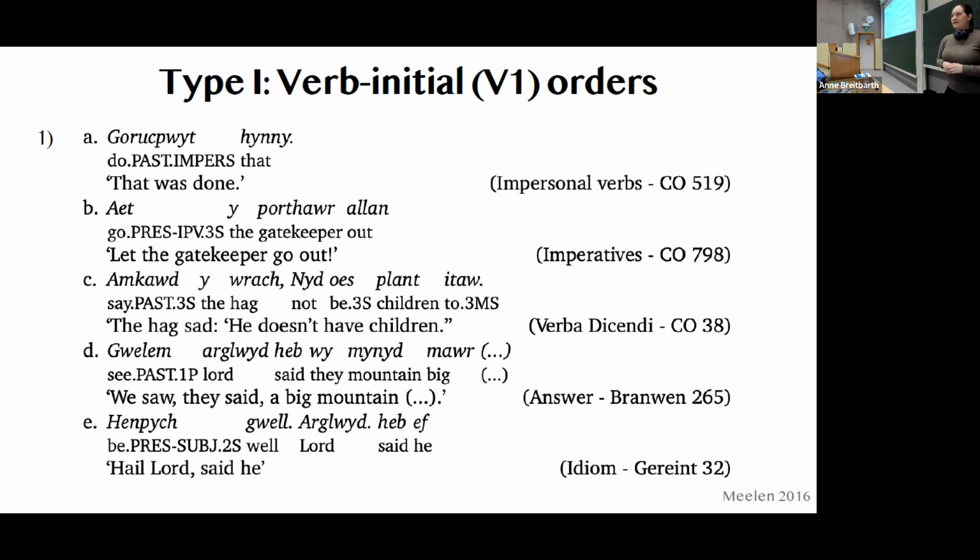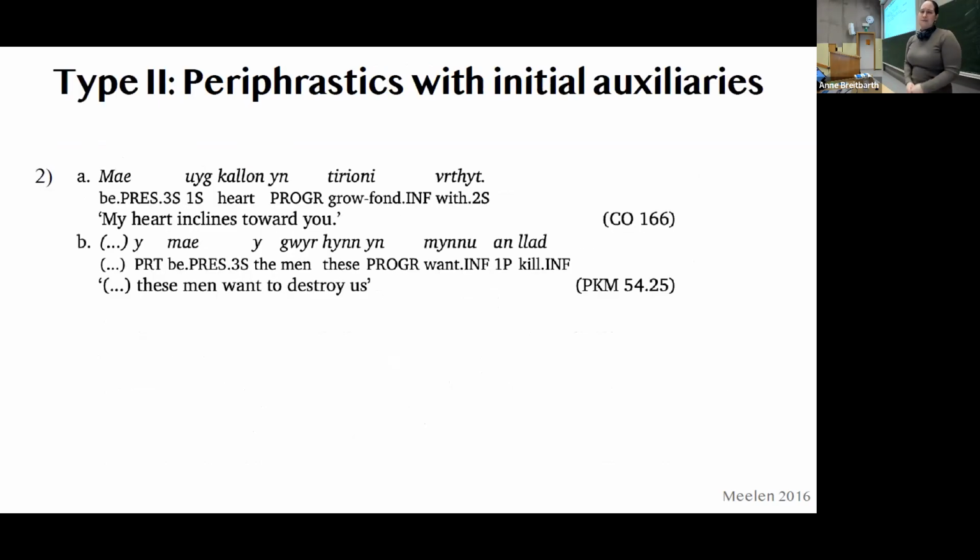Then we have answers to questions, which are very often in verb initial order, not always. So this is an example of that. And then we have fixed idioms like hempich gwesh, which is really a greeting, hail, Lord, etc. But origin is a subjunctive verb. So these are mostly verb initial orders. So we can sort of see why they might be verb initial, but not for all of them. And there are also some other examples.